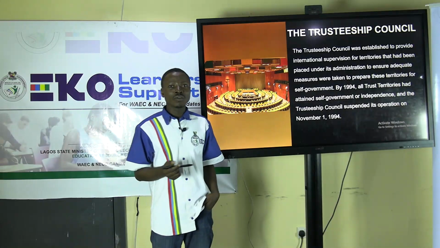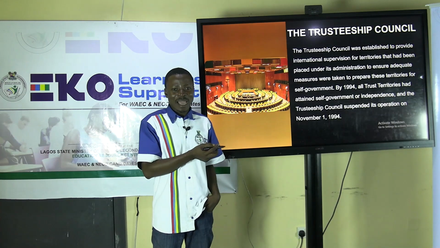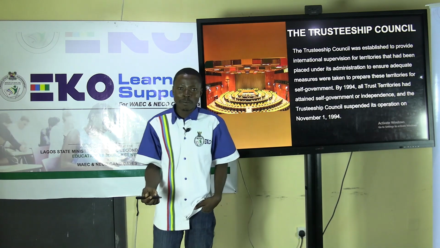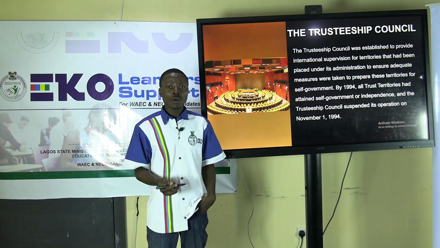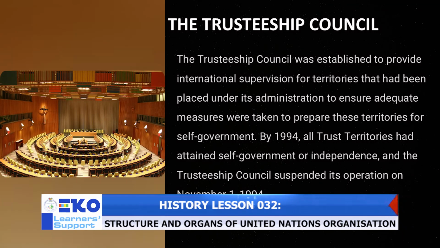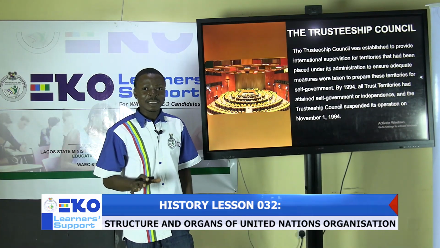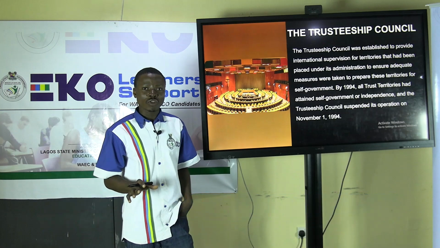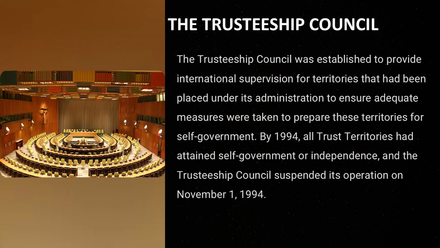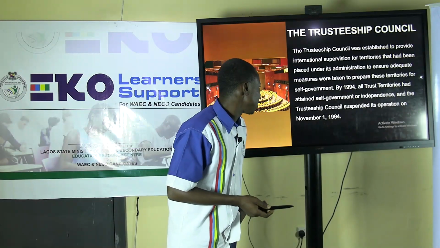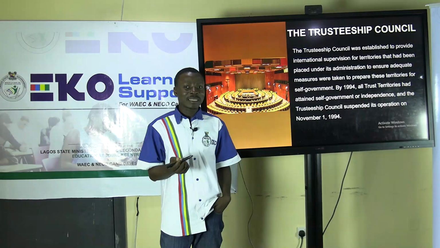And these territories include some territories that were placed under its care, or territories that had no leadership or a standing government by the end of the Second World War. That's the reason why this organ of the organization was established, to make sure that the territories are nurtured and prepared for self-governance. And by 1994, all the territories under them had attained independence, and the Trusteeship Council suspended its operation on November 1st, 1994.